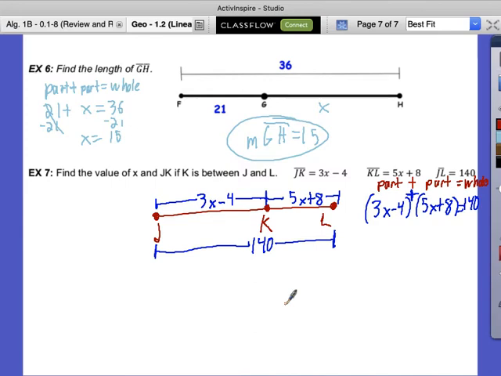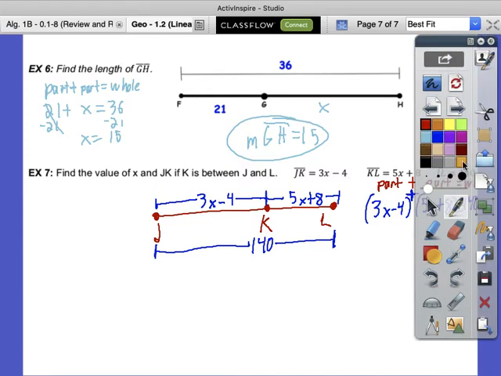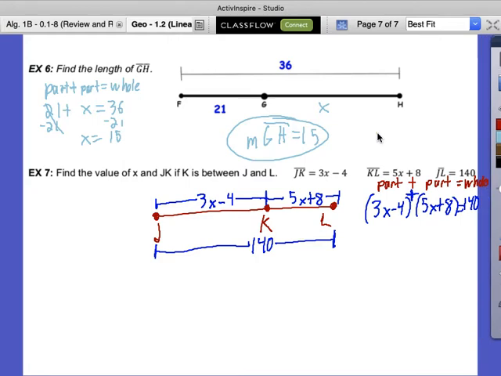Okay, from here we continue on solving this problem using our algebra skills. A lot of times what happens in geometry is we use our geometry to set up a problem, and then we use our algebra skills to solve the problem. We use our geometry to set it up, and we use our algebra to solve it. So, how would I go about solving this problem? What would be my first step?